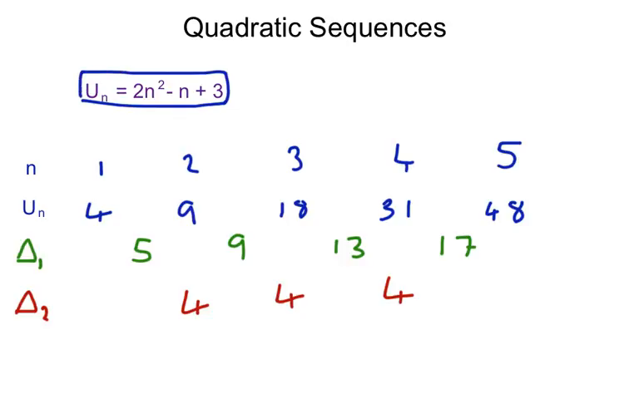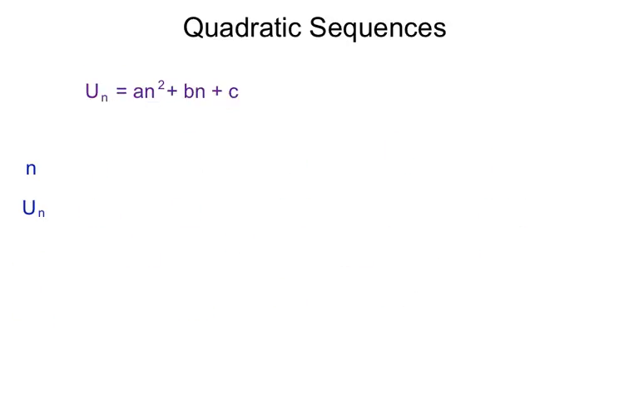So to work backwards from here to find the general term, we actually need to consider the general quadratic sequence. The general quadratic sequence is of the form an squared plus bn plus c. And we do exactly the same thing as we did with the last one. When n is 1, we get a times 1 squared plus b times 1 plus c, which just gives us a plus b plus c.